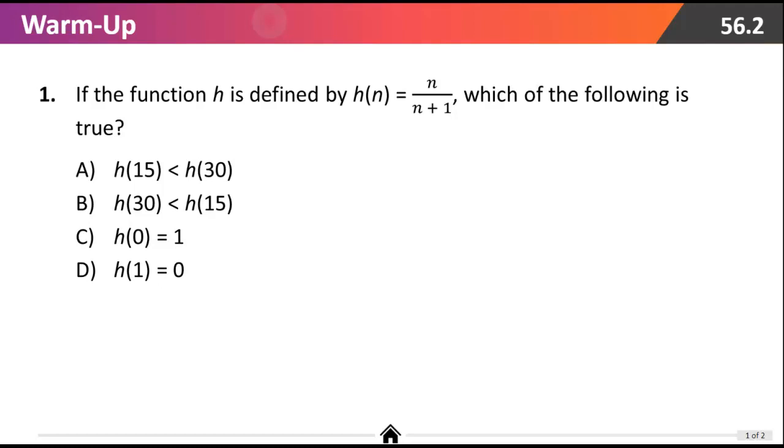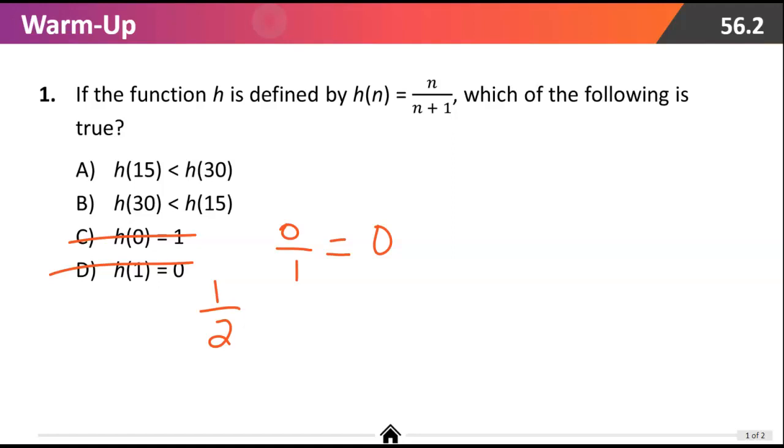So if we evaluate these, I definitely think it's going to be a little easier to start at the bottom. And so if we do h of 0, that's going to be 0 over 1, which is 0. So it's definitely not C. h of 1 is 1 over 2. Well, that's definitely not 0, so it can't be that. So now we've got to evaluate h of 15 and h of 30 and determine which one is bigger.